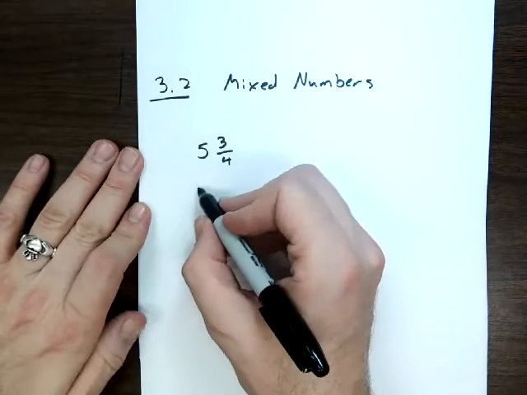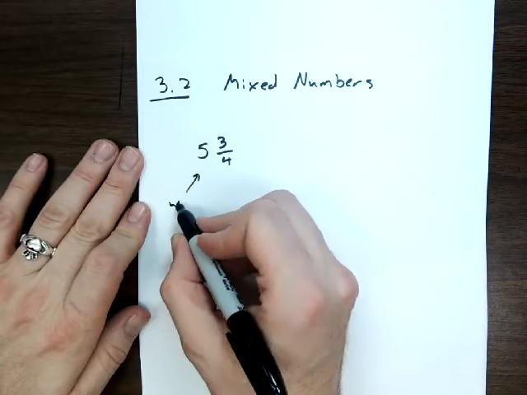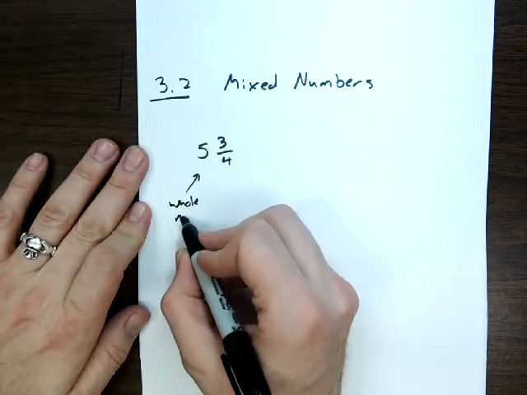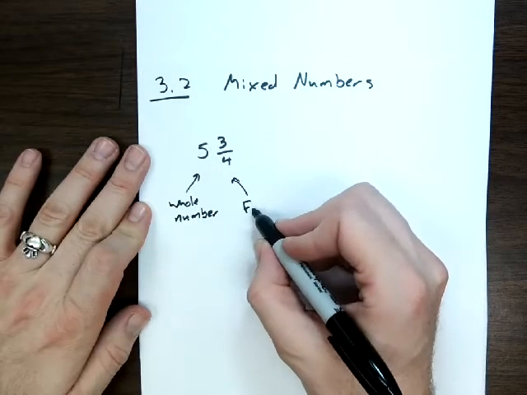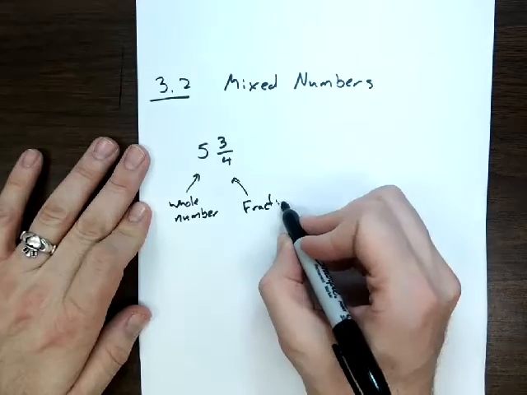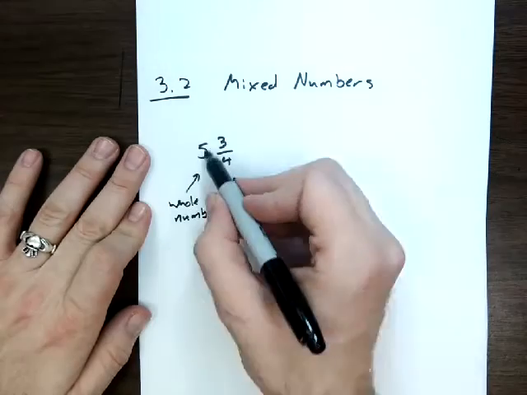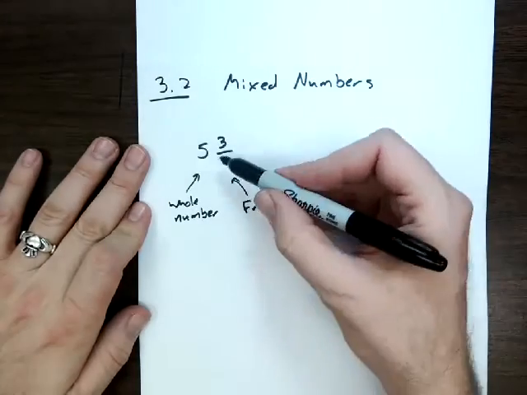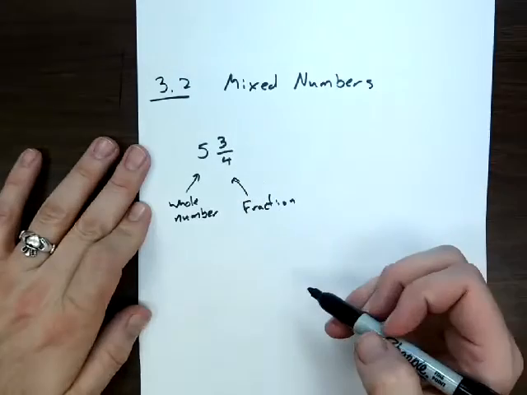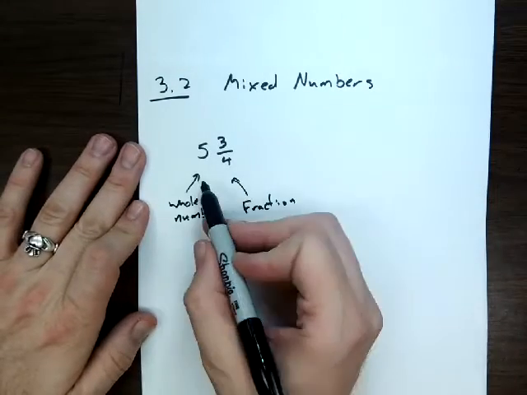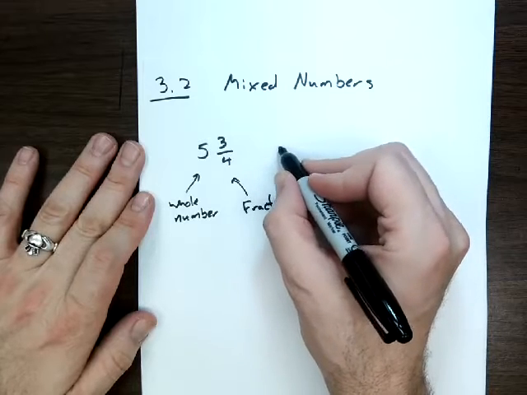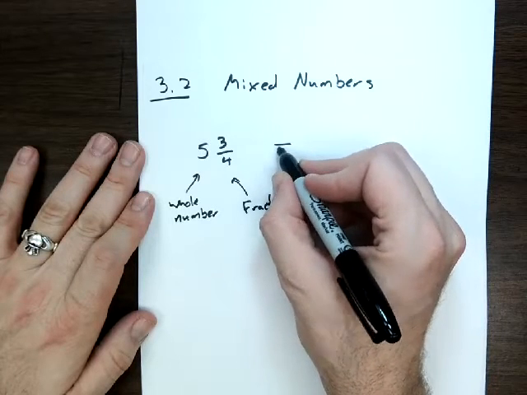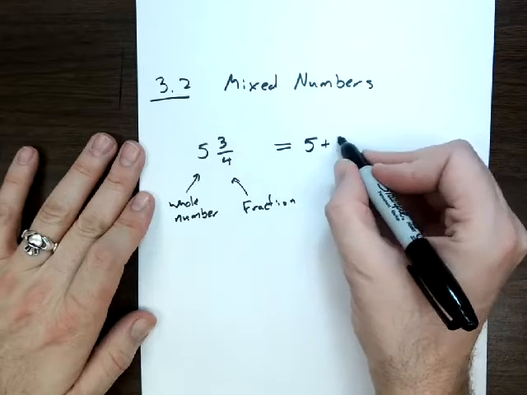So this is our whole number. And then we've got our fraction. And if this is done correctly, we should have a whole number and a proper fraction here. Well, we should never have an improper fraction in this. I do want you to note that if I were to write this out in sort of an expanded format, this would be the same thing as 5 plus 3/4.